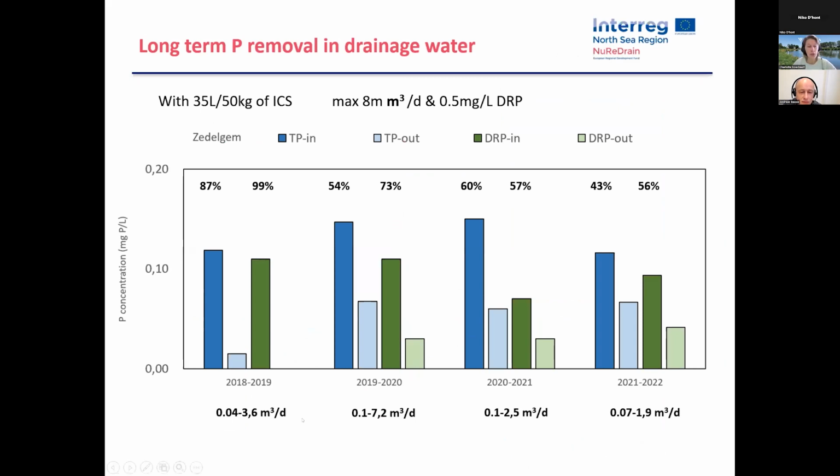Here in the graph, you can see the results of consecutive years. The blue bars are total phosphorus. The green bars are dissolved phosphorus. The darker colors are in, lighter colors are out. So the first year we had a 99% removal, and then the removal efficiency is gradually decreasing because your filter material is getting saturated with phosphorus. Of course, the removal efficiency is also linked with the flow, with the amount of water that needs to be treated, and with the concentration of that year, which can vary during the different drainage seasons.